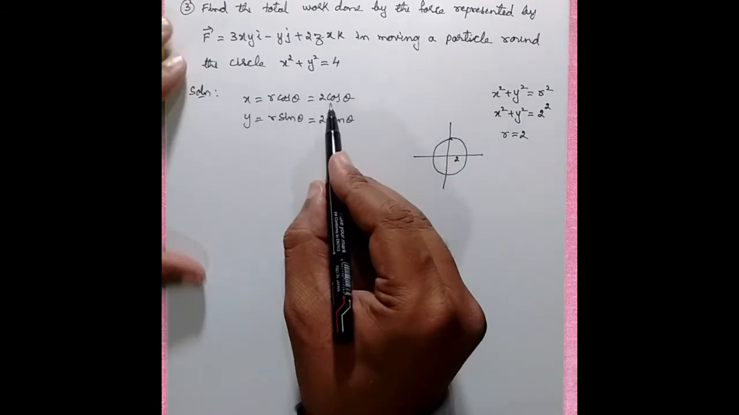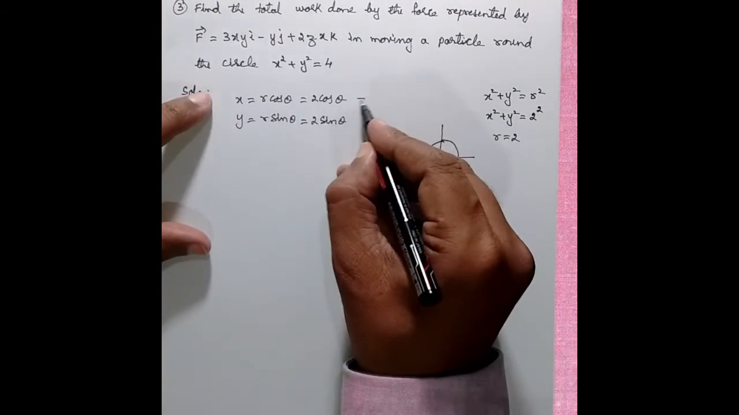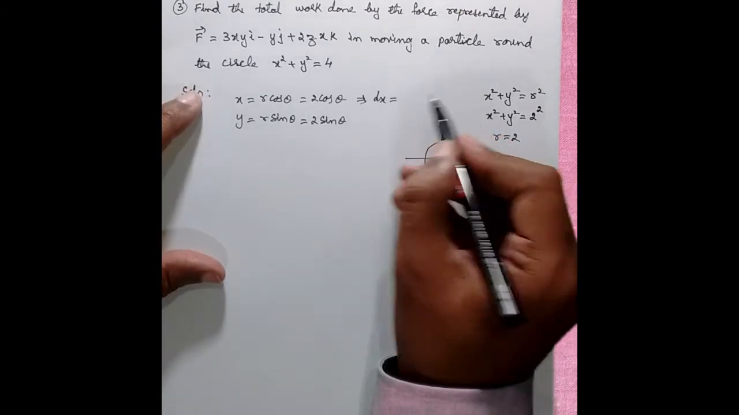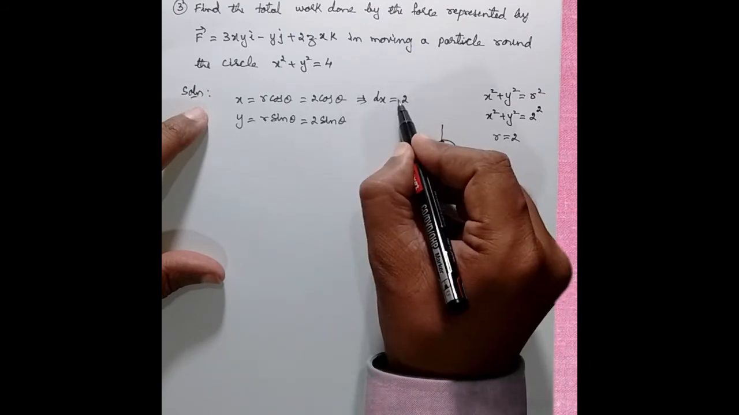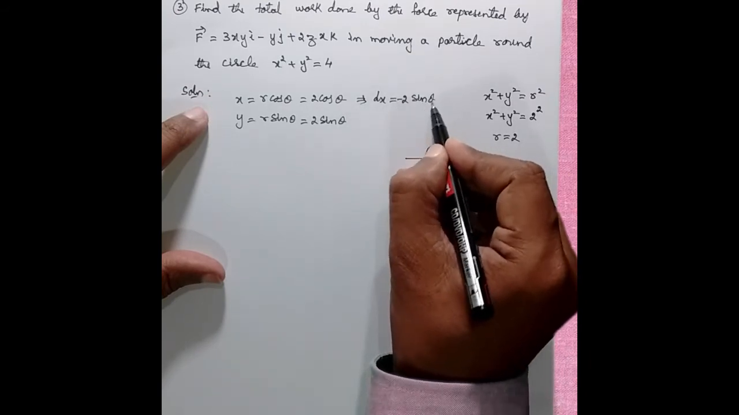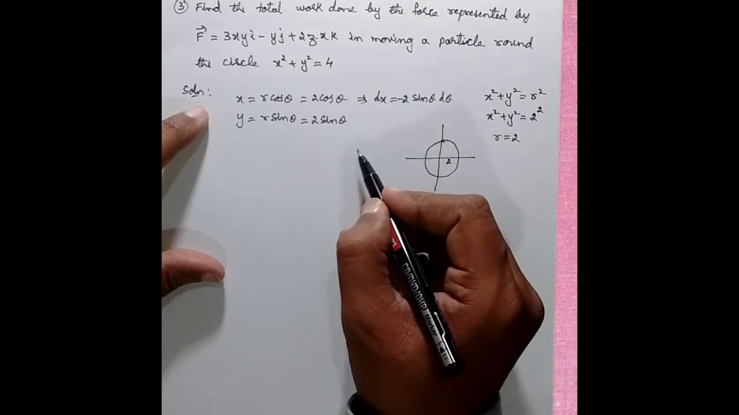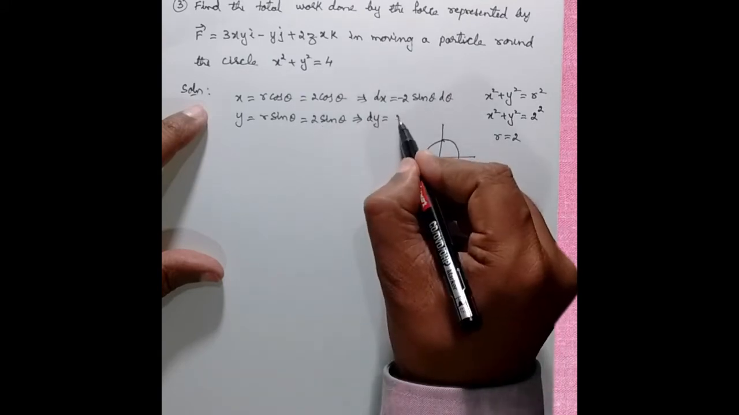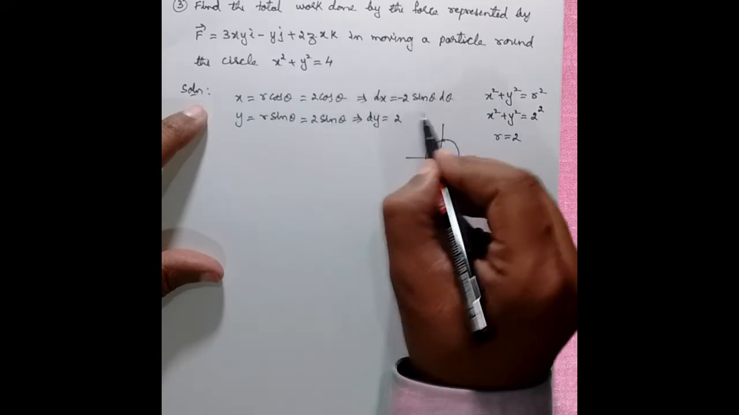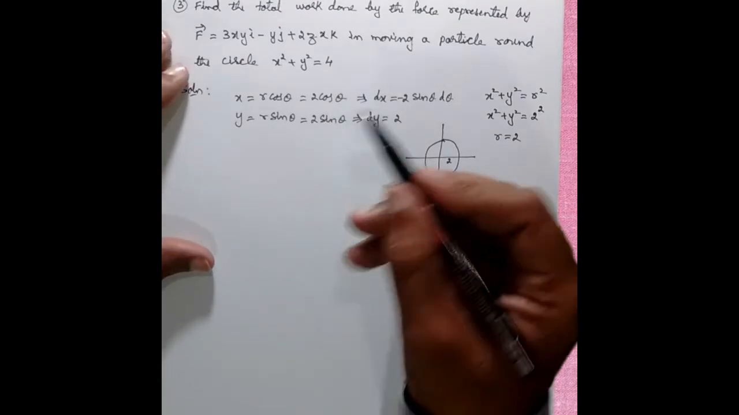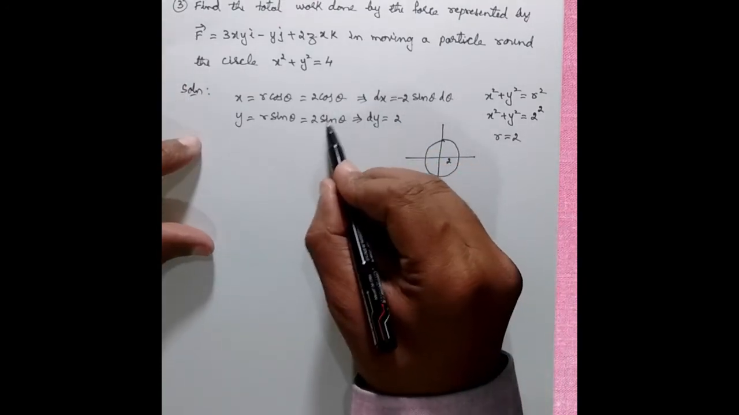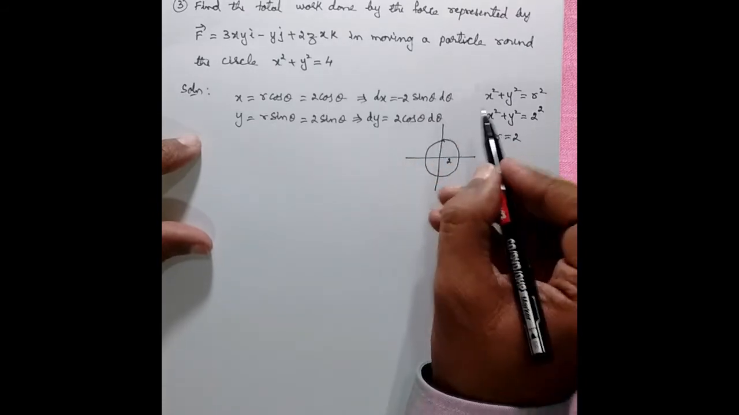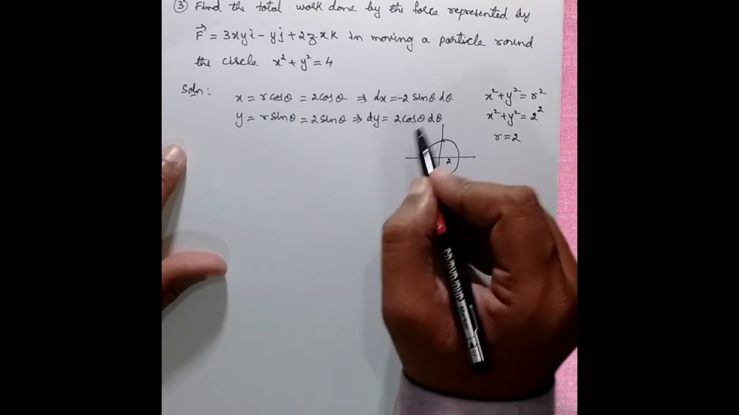Once you know the value of x as 2 cos theta, you can differentiate this. So dx is equal to 2 times the differentiation of cos theta, which is minus sin theta, into the derivative of theta, d theta. That's the value of dx. Similarly, dy you can calculate. It is 2 times the differentiation of sin theta, which is cos theta, into d theta. So you got the value of dx and dy.